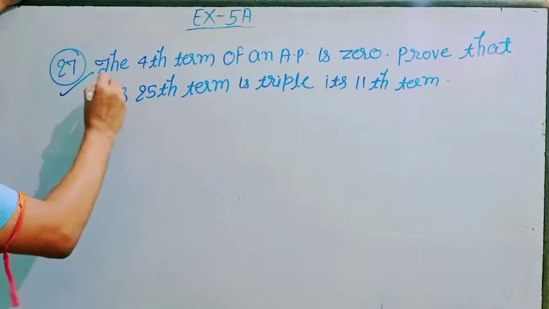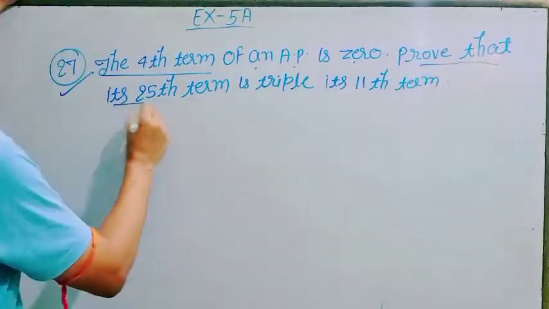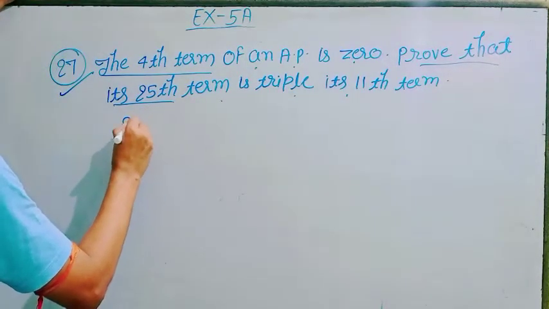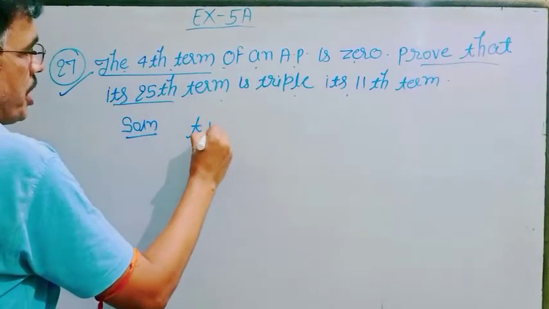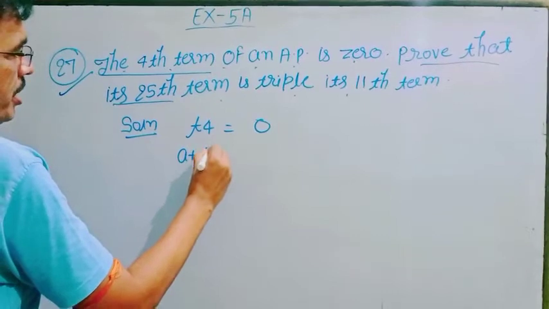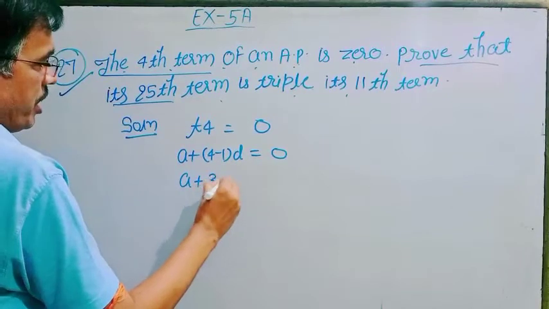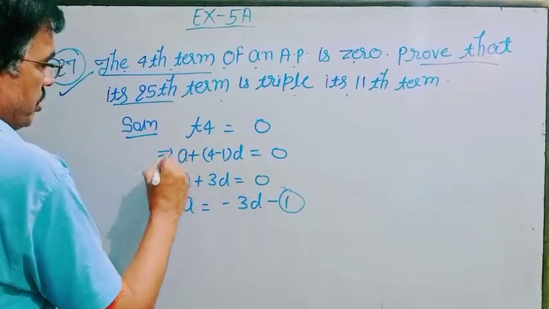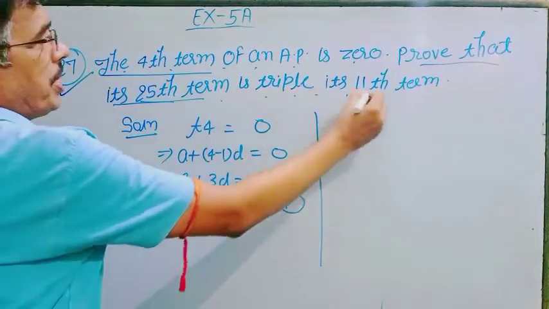Now question number 27. The fourth term of an AP is 0. Prove that its 25th term is triple its 11th term. Dear student, first you write the solution, and then write the fourth term of the AP is 0. That means T4 is equal to 0. Then T4 is equal to A plus (4 minus 1) D is equal to 0. Then A plus 3D is equal to 0. So A is equal to minus 3D. It is the first equation.